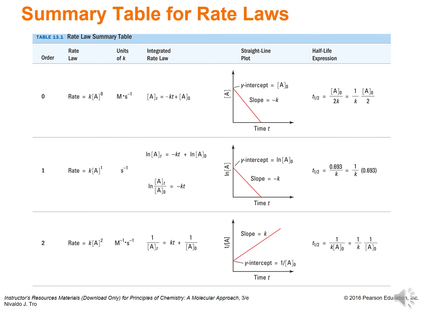Finally, for second order kinetics, we have rate equals k times [A] to the second power. Units of k will be molar to the -1, seconds to the -1. Integrated rate law: 1 over [A]t equals kt plus 1 over [A]0. It's going to be a plot of 1 over [A] versus time to give us a straight line with slope k and y-intercept equal to 1 over [A]0. And finally, our half-life expression for second order would be 1 over k[A]0.